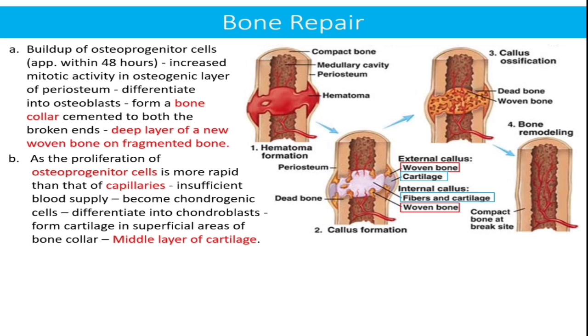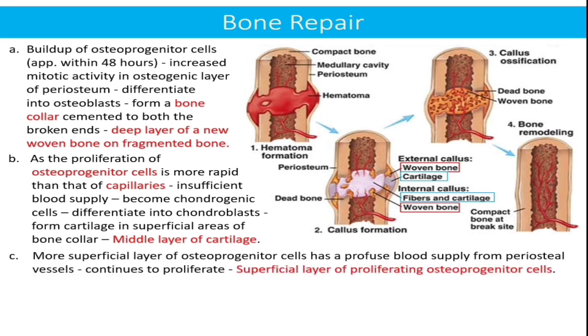Number two, as the proliferation of osteogenic cells is more rapid than that of capillaries, there is insufficient blood supply and nutrition. These cells become chondrogenic and later differentiate into chondroblasts, which form cartilage in the superficial area of the bone collar. This is the middle layer made up of cartilage.